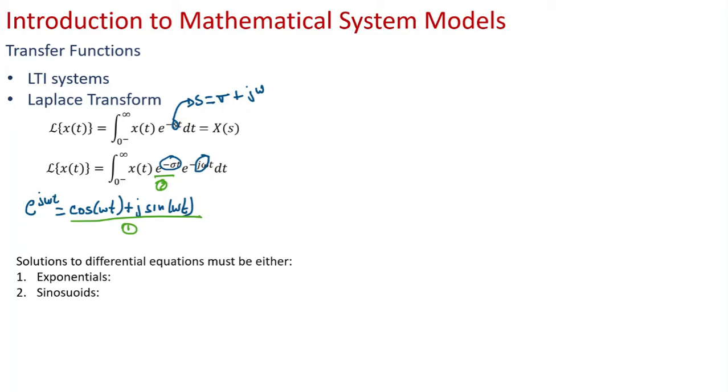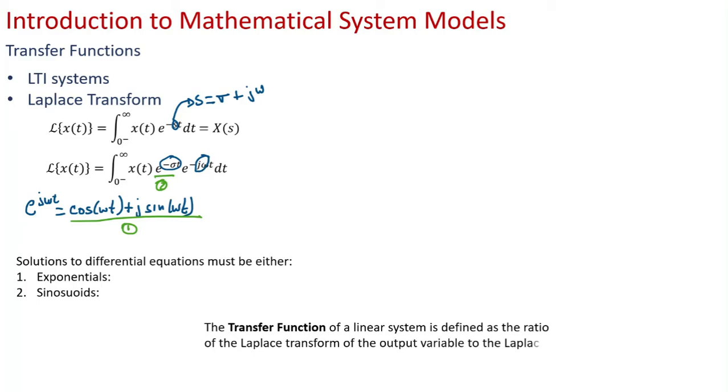Now I think we are ready for the definition of the transfer function. The transfer function of a linear system is defined as the ratio of the Laplace transform of the output variable to the Laplace transform of the input variable, with all initial conditions assumed to be zero.